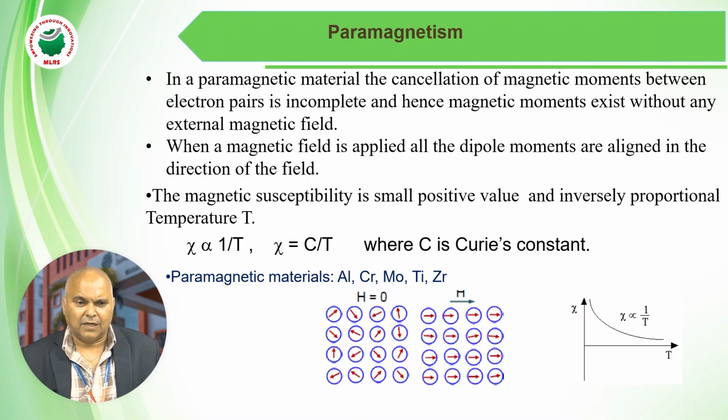So paramagnetism is a small positive value and it is inversely proportional to temperature. It is not independent of temperature; it depends on temperature. Those two points we have to mention. There are permanent dipoles, and with a magnetic field they will reorient. Then the magnetic susceptibility will come out. That susceptibility will increase with decreasing temperature. That's a property of paramagnetic material.